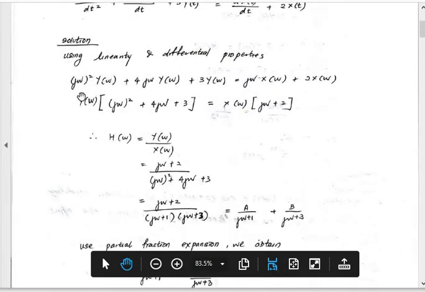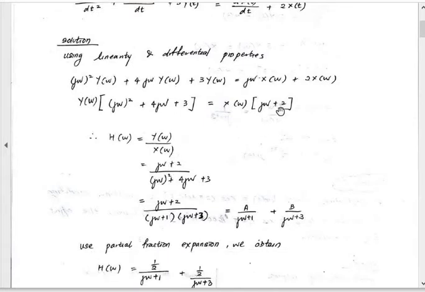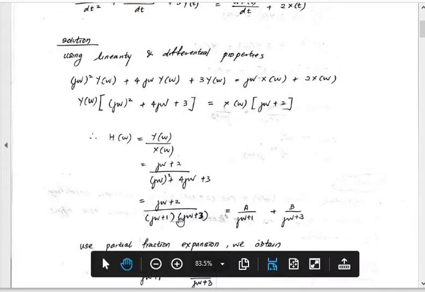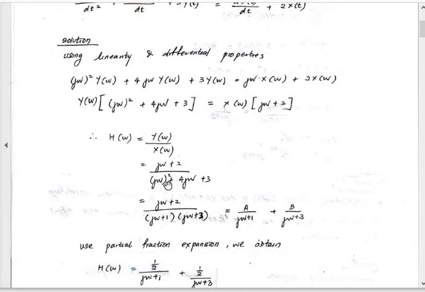So if you look here, Y(ω) over X(ω), you get (jω + 2) divided by (jω)² + 4jω + 3. So how do we solve this one? We can factorize it. Usually we assume that jω is s. If you don't want to assume, it also can.